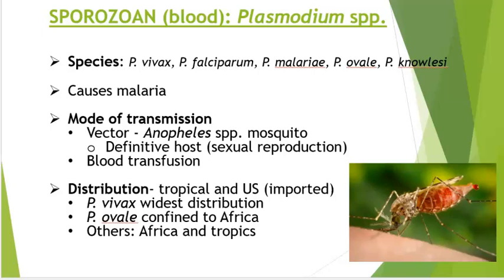It can also be through blood transfusion that people get malaria or Plasmodium. The distribution is usually tropical, and if people in the U.S. end up with it, it's usually because they've been somewhere and it's being imported in. As far as the species distribution, vivax is the widest distribution. Ovale is confined to Africa, but the others are found in Africa and tropical areas.